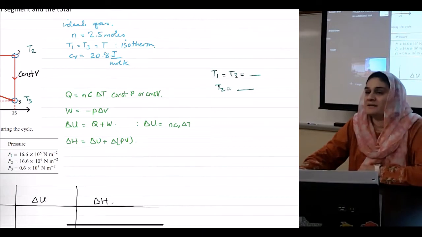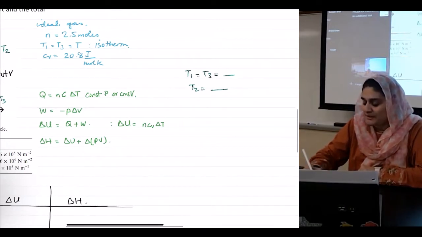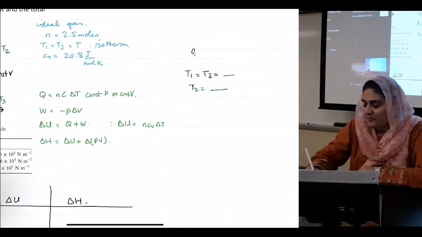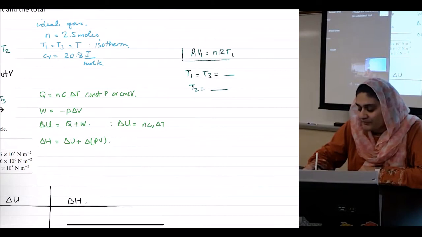How do you find T1 and T3? What's the one thing we know? P1 V1 equals nRT1. And how will we find T2? P2 V2 equals nRT2.